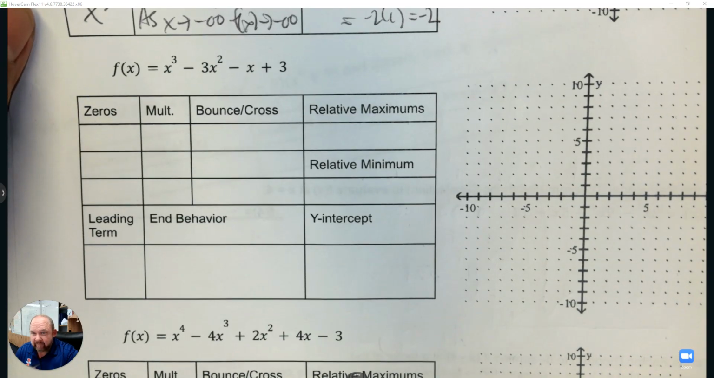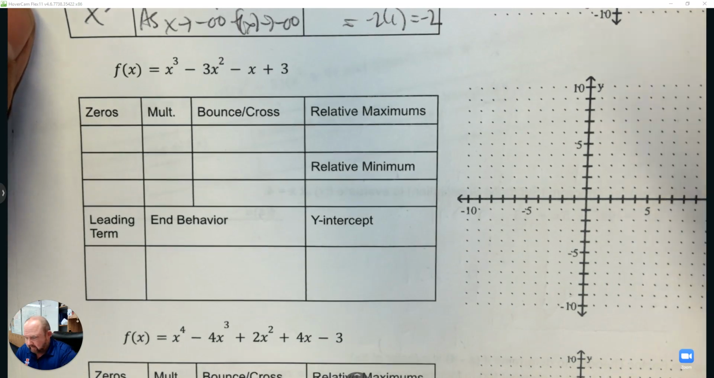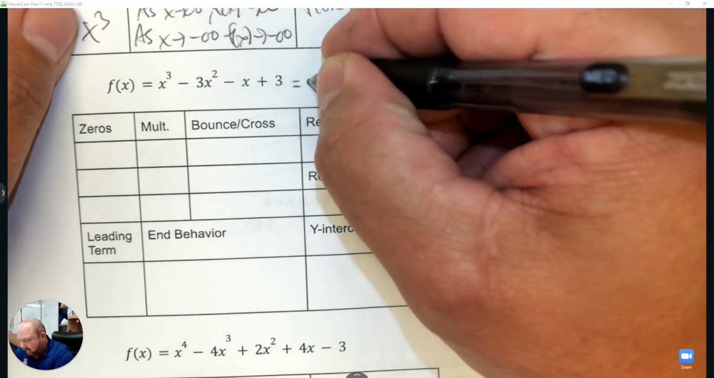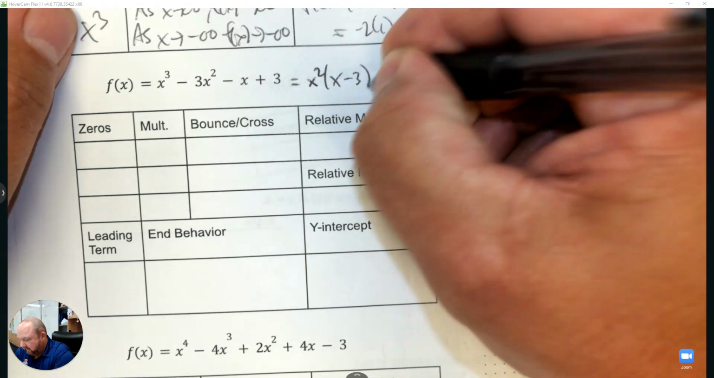All right, let's continue to graph. Here's part 2. Can you graph this? What are the steps? So first, we need to factor this. I'm going to see if it's factorable before I do anything else. If it's not factorable, I'll create a list.